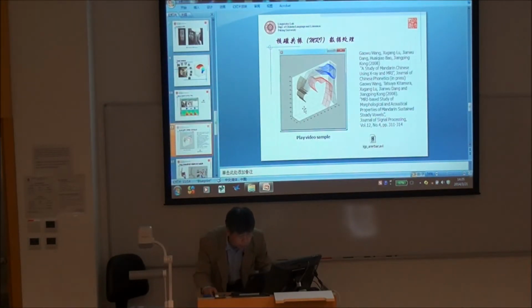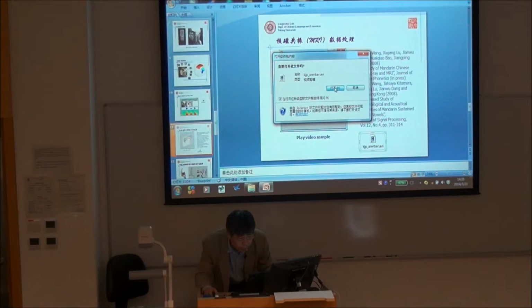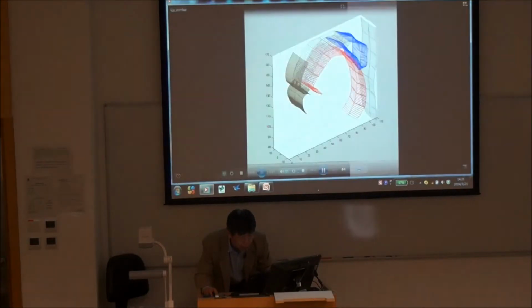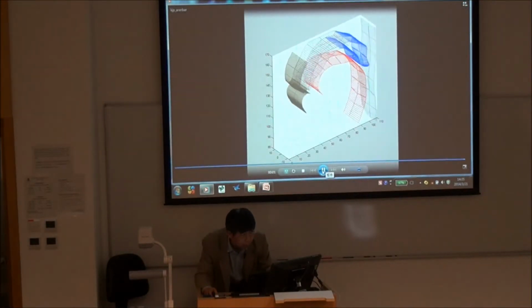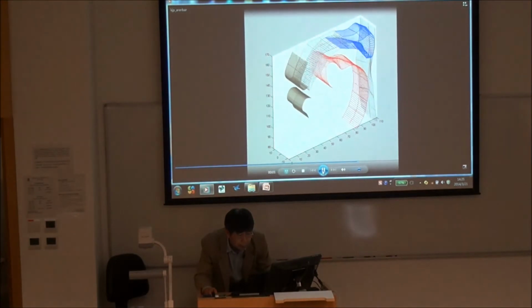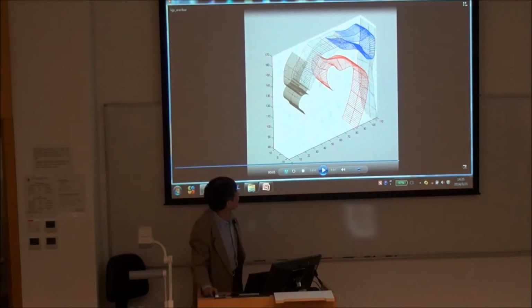Now here I will show a very clear example. This is the upper lip, the lower lip, the tip of the tongue. Right here. Here is the root of the tongue.